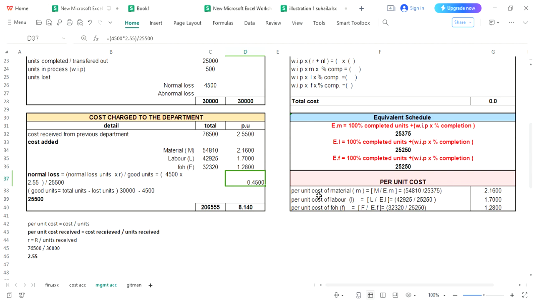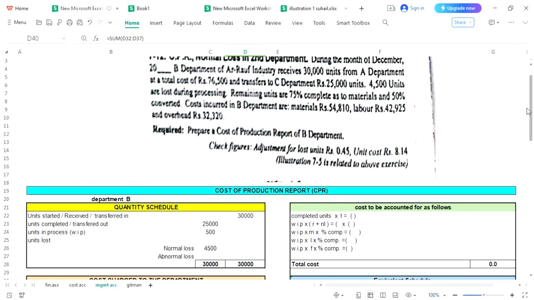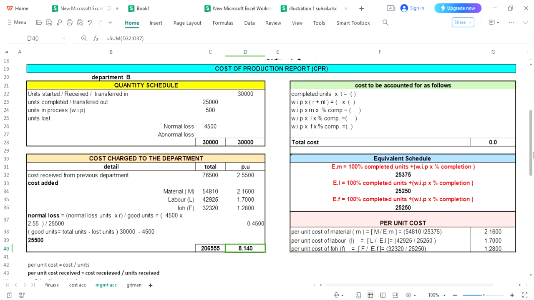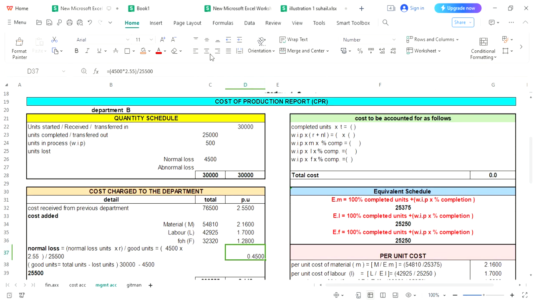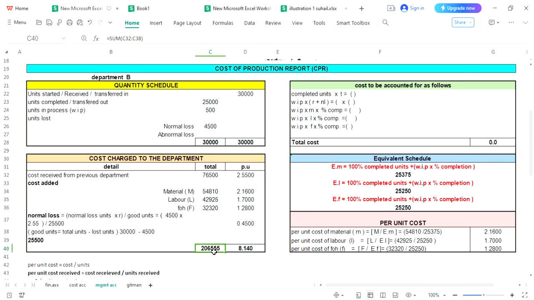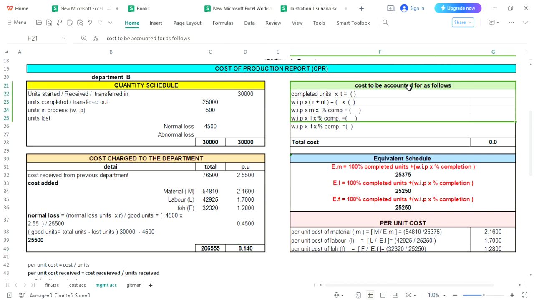And this was very important. This is the total per unit cost you have calculated. The answer would be given in your question. Let's go over there, and here you can see unit cost 8.14 is calculated, and what we have calculated is also 8.14. That means this section is 100% completed. We have calculated the per unit cost, and we have also summed up the total cost. This is your total cost, and this is your per unit cost, and you have already compared this answer as well.